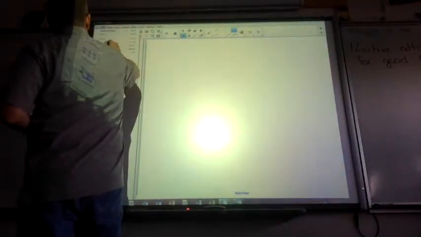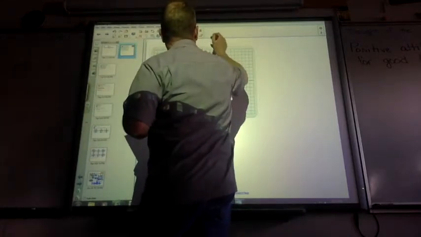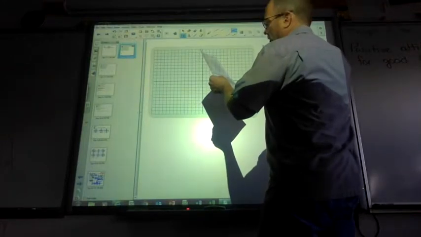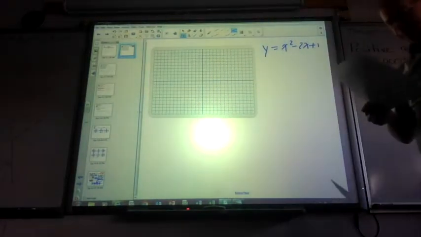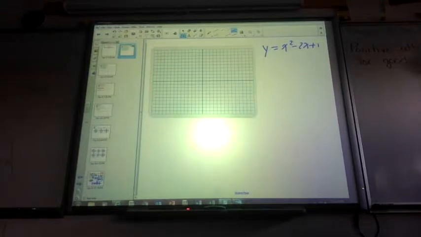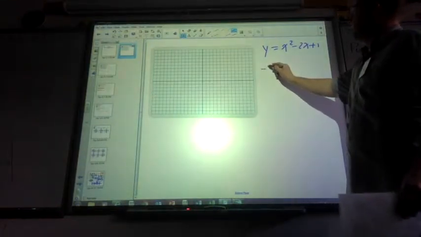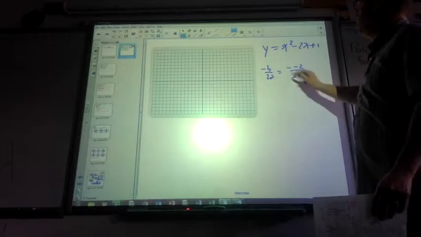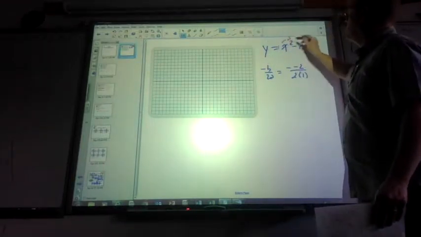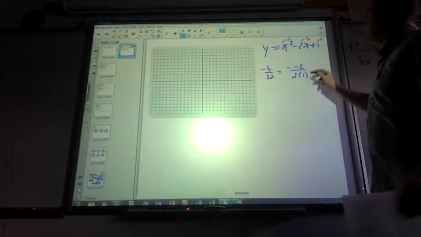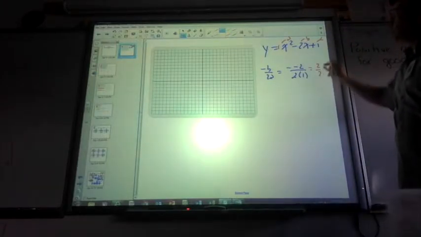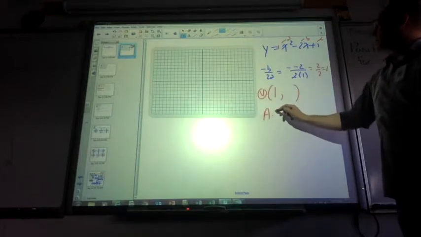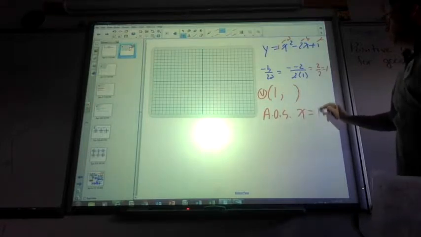Next problem. I know they use f of x, but I'm going to use y equals x squared minus 2x plus 1. So I'd probably say let's use negative b over 2a. That's negative 2 over 2 times 1. The reason I know that is because my a value is 1, my b value is that, my c value is that. So negative 2 is 2, 2 over 2 is equal to 1. That's the x component of my vertex, so I know my axis of symmetry has to be x equals 1.